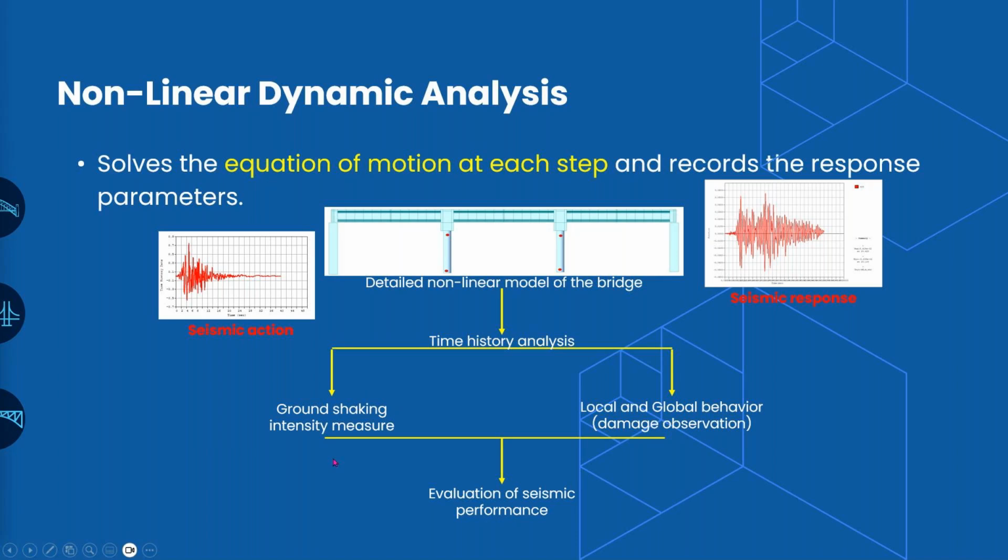Now, in the time history analysis, we can look into two different things. Firstly, we need to look into the ground shaking intensity measures to evaluate or to get the time history records from the past earthquakes. And these time history records that we are getting, we are going to apply over the structure to get the local and the global behavior. So to assess the damage within the structure or the performance of the structure at one particular level, this procedure is adopted, and the entire process can be termed as evaluation of the seismic performance of the structure.